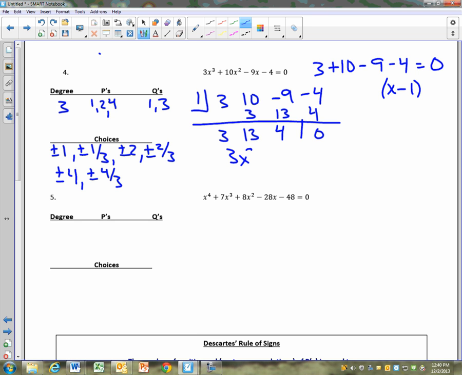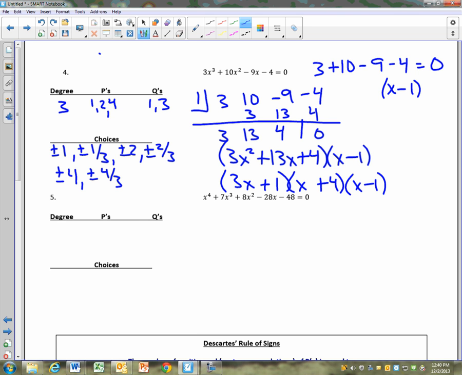So we have 3x squared plus 13x plus 4 times x minus 1. Does 3x squared plus 13x plus 4 factor? Yes, very good. 3x and x. We have an x plus 4 and a 3x plus 1. So what are your 3 solutions? Negative 1/3, positive 1, and negative 4. Those are my 3 solutions.